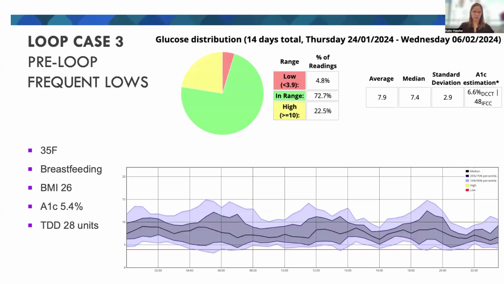Okay, Loop case 3. This is a woman who is postpartum, about 6 months, and breastfeeding. Her bigger problem on her previous system, the Omnipod Dash, was lows. She was having nearly 5% time below range. Her A1C was actually down at 5.4%. She was a mother of two, had erratic sleep patterns, was frequently eating at night and then correcting late and crashing into lows. In addition to that, she noticed some lows during breastfeeding.